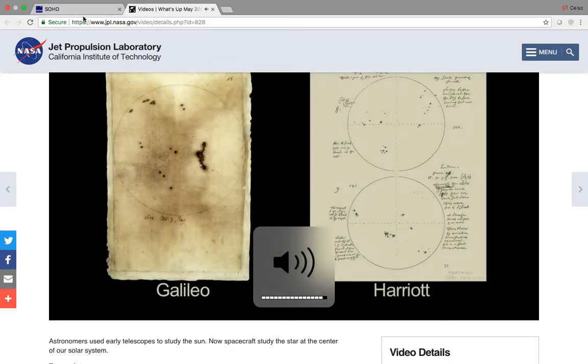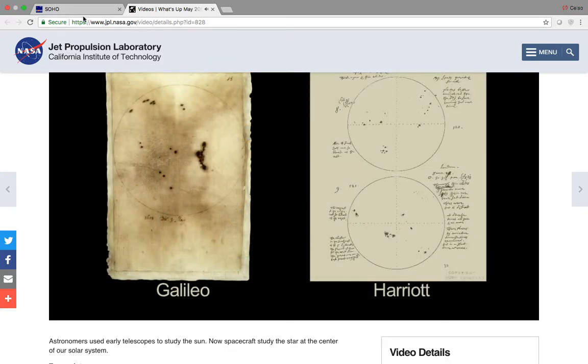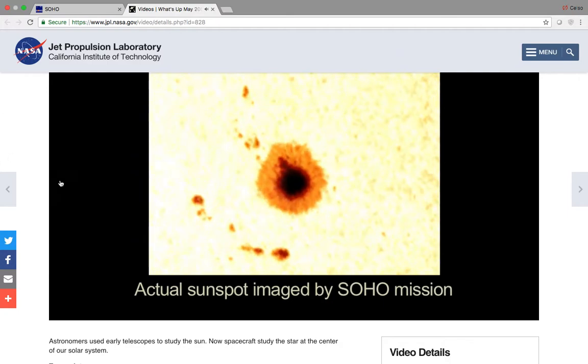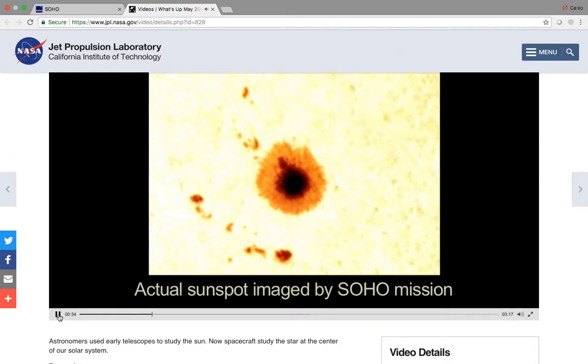Galileo and Englishman Thomas Harriot both observed the Sun and sunspots in 1610, but they weren't the first. Chinese and Korean astronomers wrote about sunspots almost 3,000 years ago.